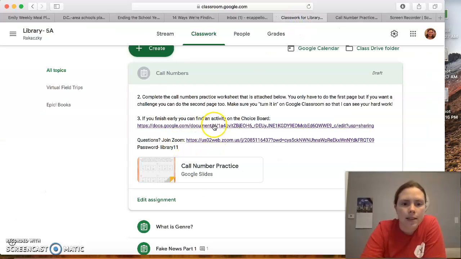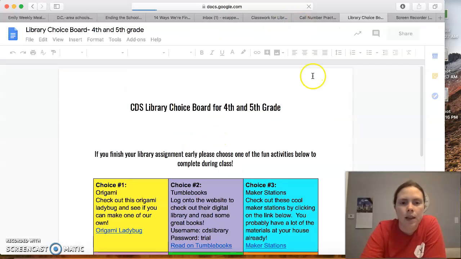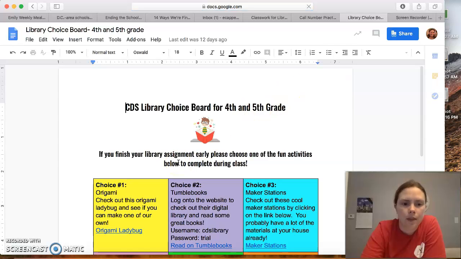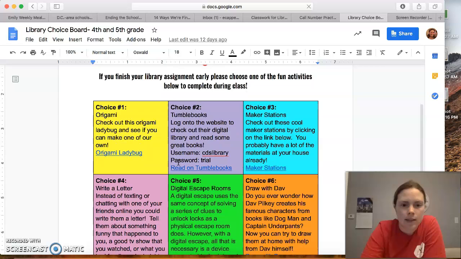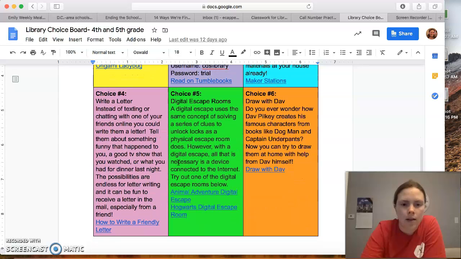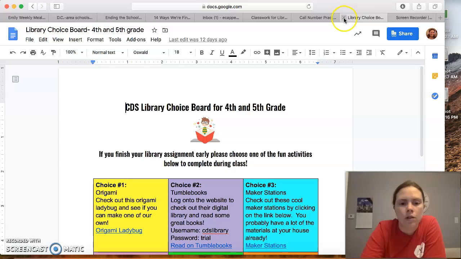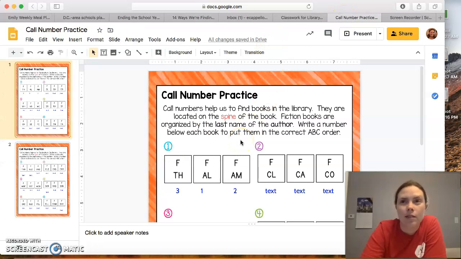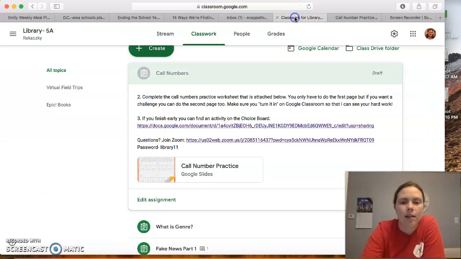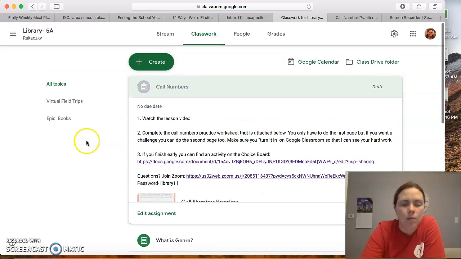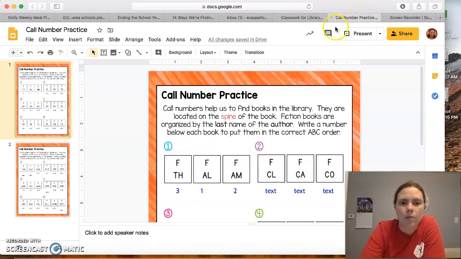After you finish that, if you finish early, you can always do something on the choice board. So it is the same choices as last week, which was Friday is when you had it. So if you find something on here that you want to do, or you can always just read a book. If it's nice out, it's fun to read books outside, I think. If you have questions, you can join Zoom, and I will be happy to help you. So I hope that makes sense for everybody. Make sure you turn this in when you're finished, and then I can see your hard work.